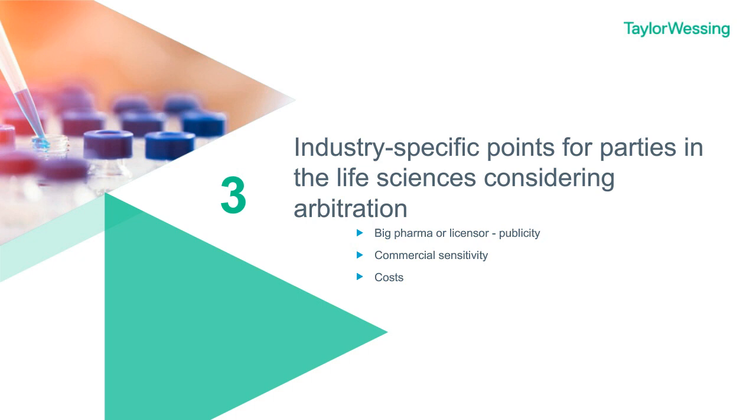Accordingly, there can be a significant incentive for smaller, less well-capitalized companies to seek to provide in their contracts with big pharma partners that the parties will resolve their disputes through the courts rather than through arbitration, using the public scrutiny that comes with litigation through the courts in order to keep their partner honest, both in terms of their performance under the contract, but also in the conduct of any disputes that may arise under it.